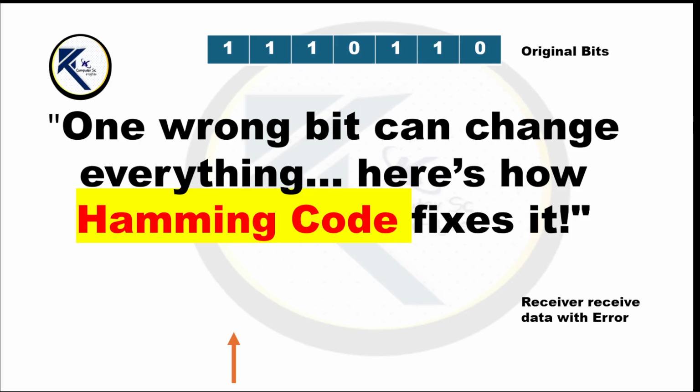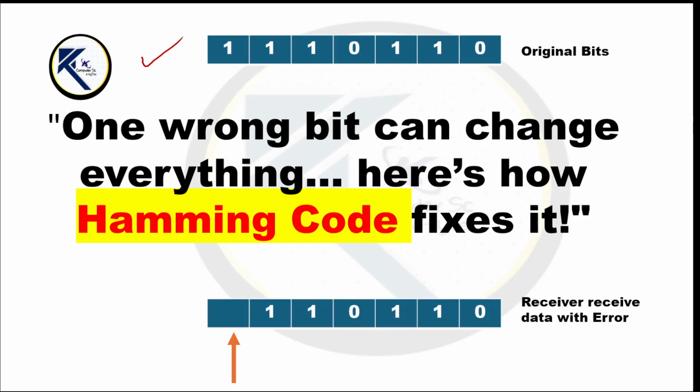During transmission, these are the original bits which have been sent to the receivers. But wait, what happened on the receiver side? The first bit has changed from 1 to 0. So one single bit error can change the meaning of entire data. So let us see how Hamming code can fix this error.